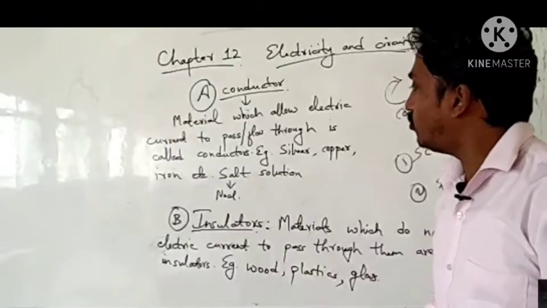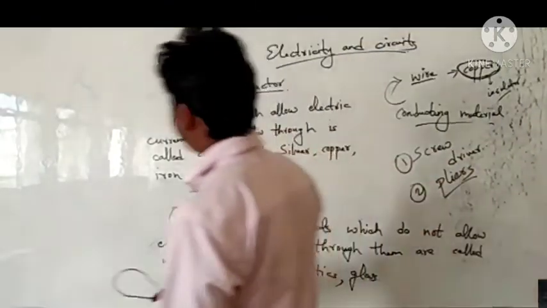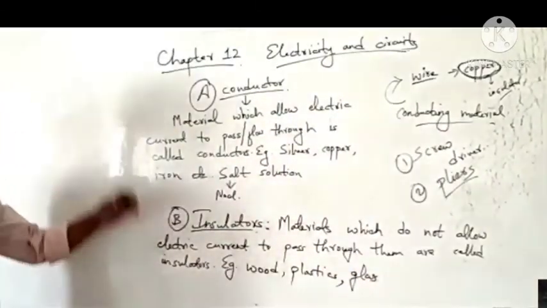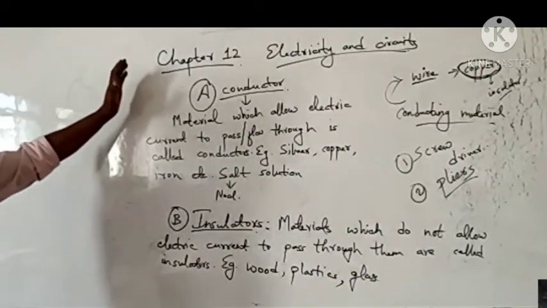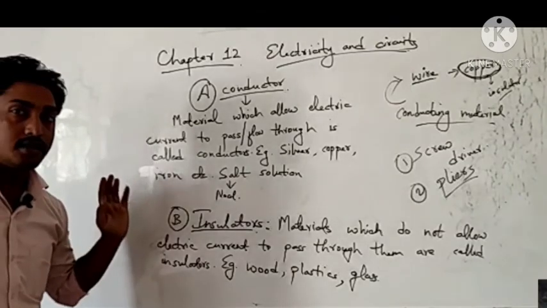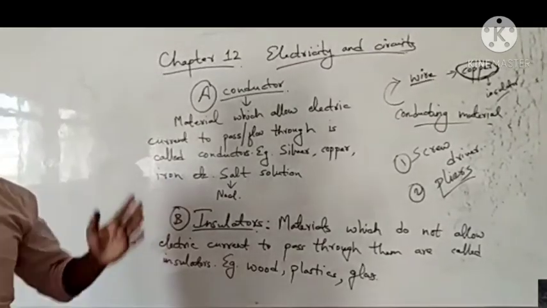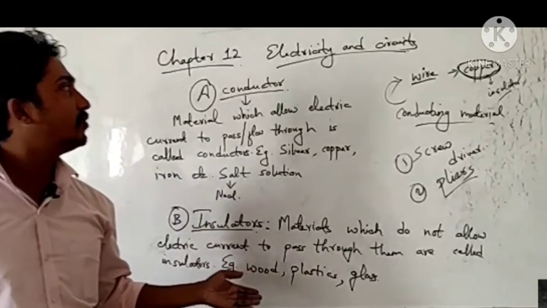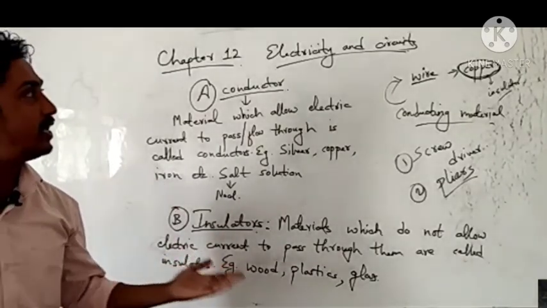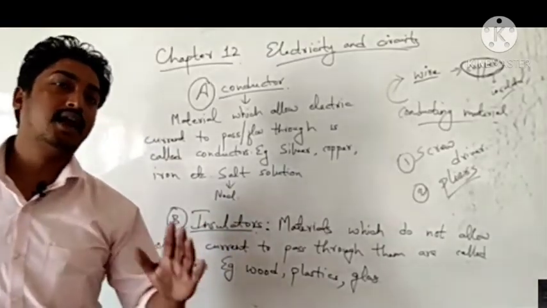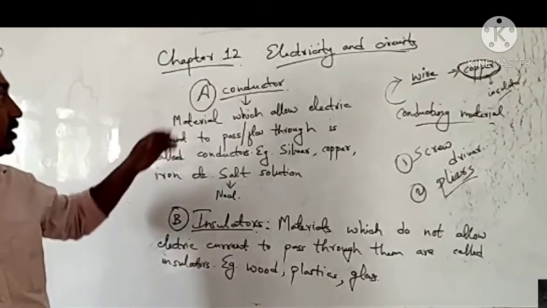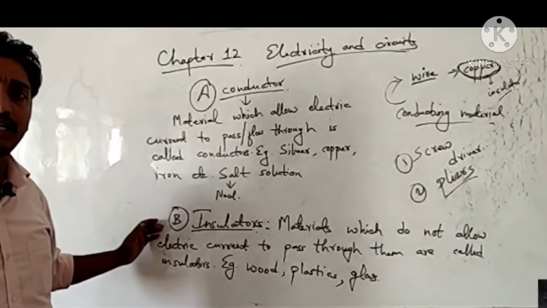So this was all about the chapter electricity and current. In this chapter we talked about electricity, sources of electricity, components of electricity, then electric circuits, open circuits and closed circuits, and at last we talked about conductors and insulators.